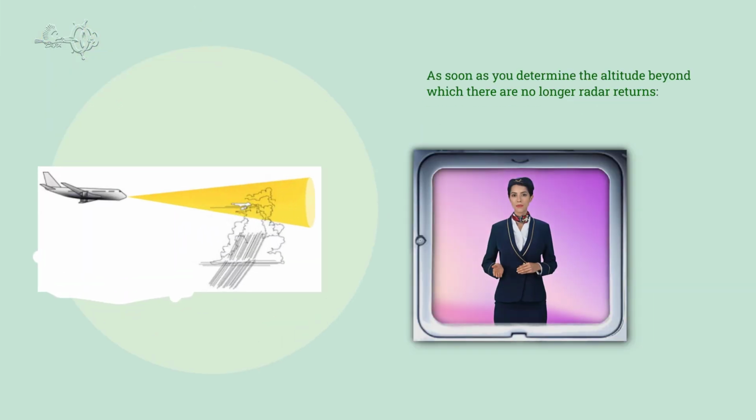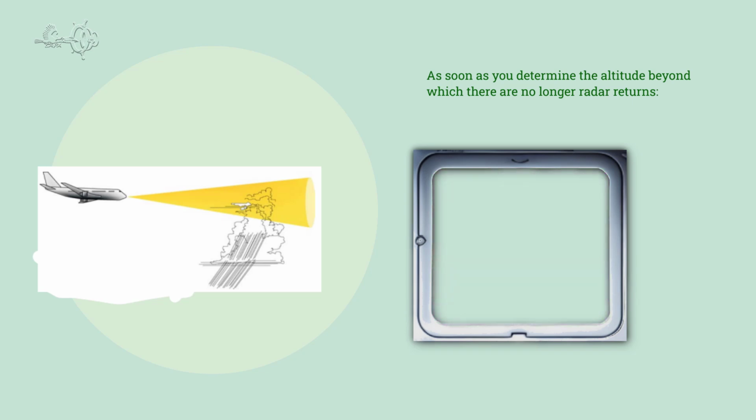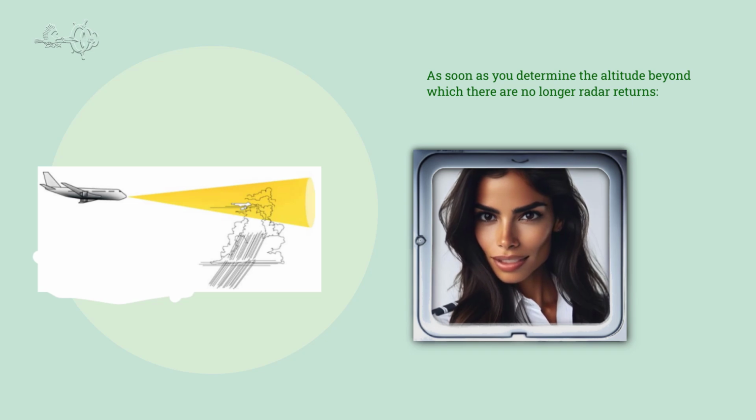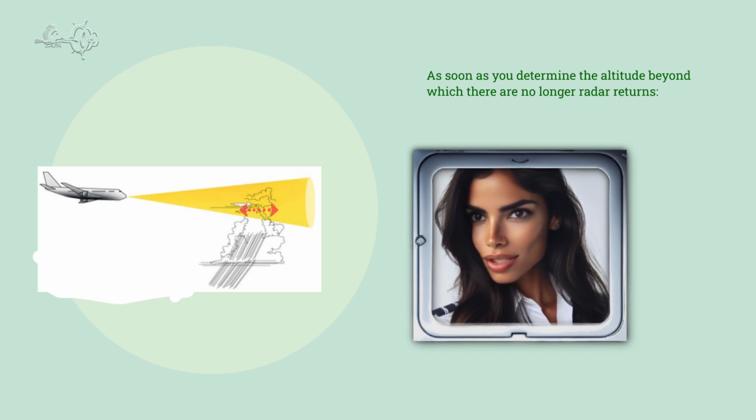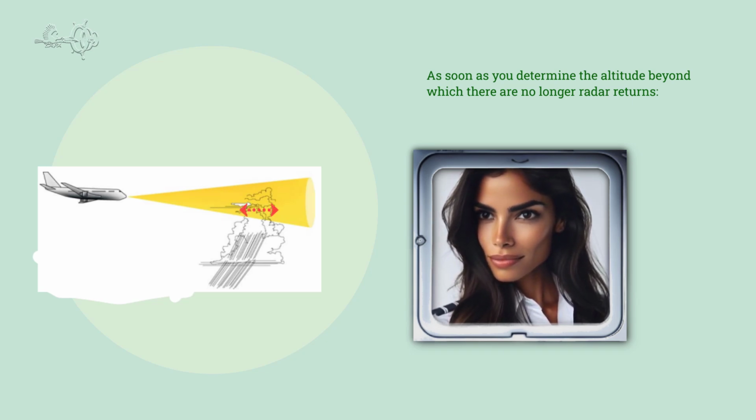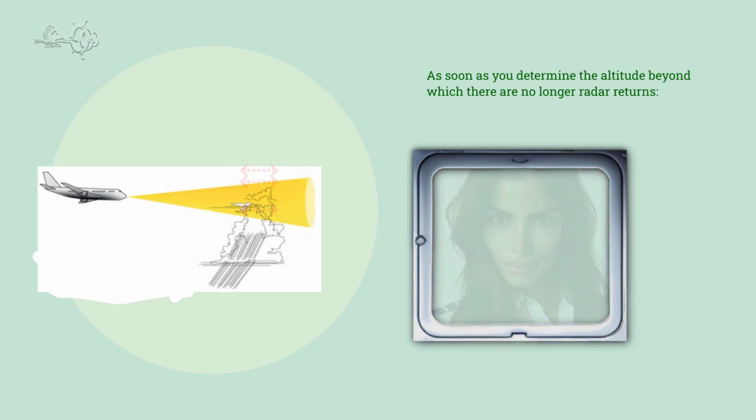As we keep tilting upwards, beyond an altitude at which there are no longer radar returns, what does this imply exactly? When all returns fade away, you've determined the top of the precipitation. But remember, the top of the cloud and the turbulence may well extend above that.